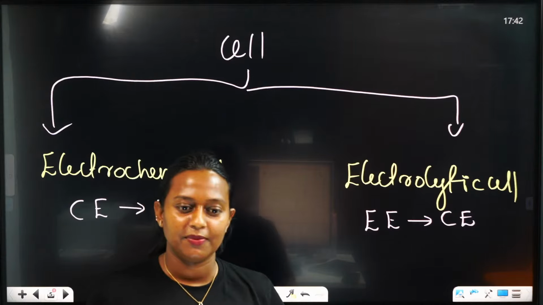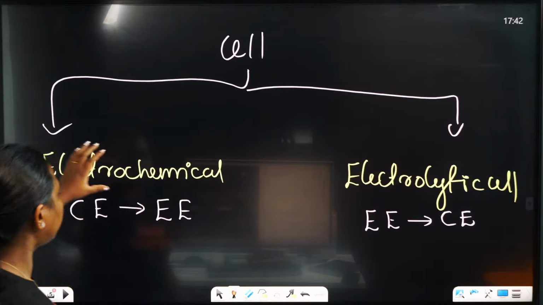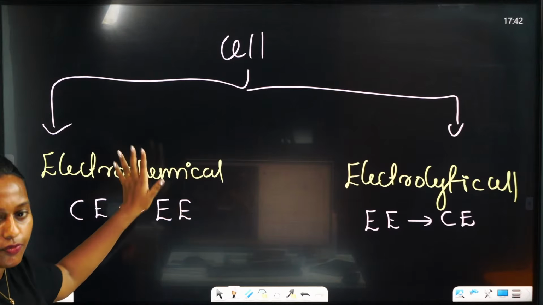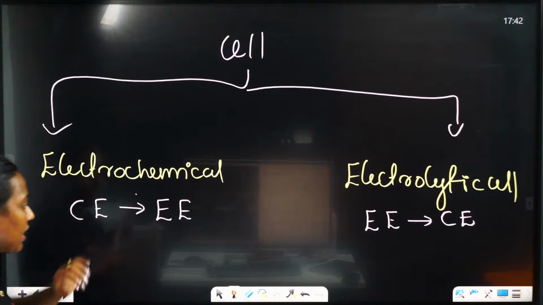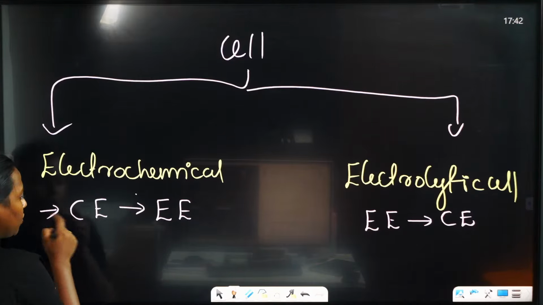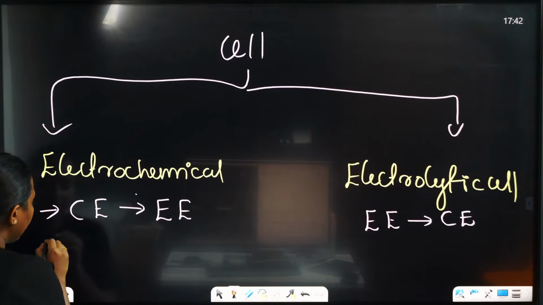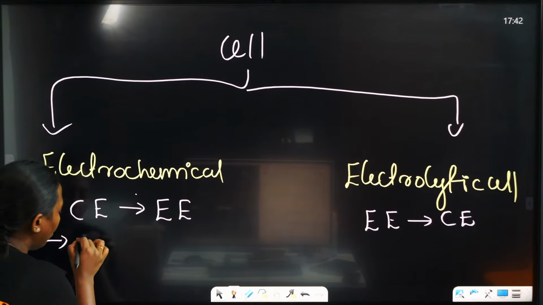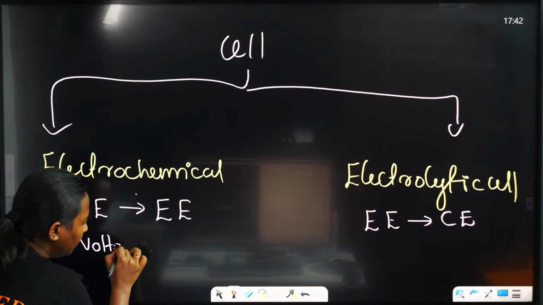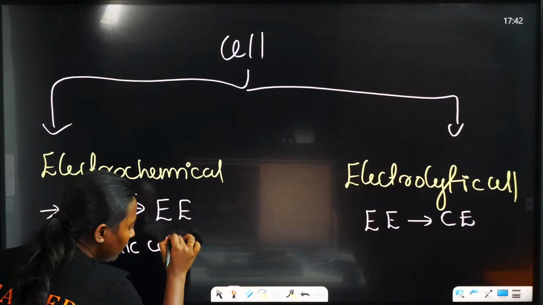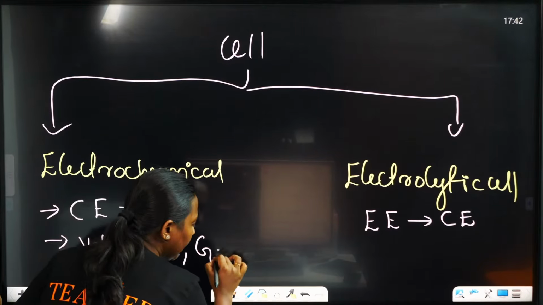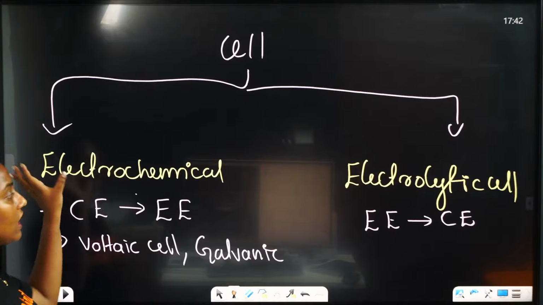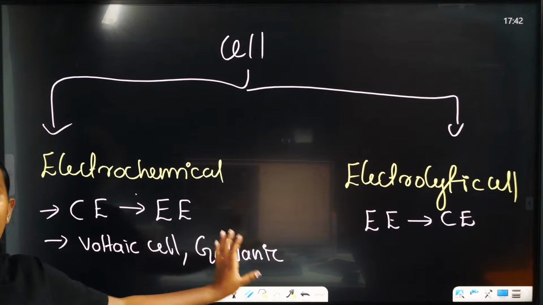Yes, so we will discuss the electrochemical cell in detail first. For the electrochemical cell, the first point is chemical energy to electrical energy, and the second point is that this electrochemical cell is also called a voltaic cell or galvanic cell.